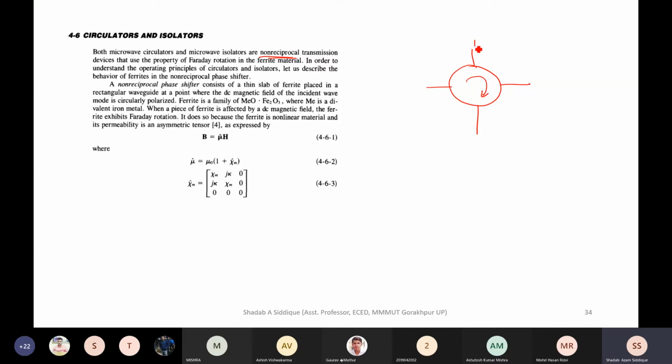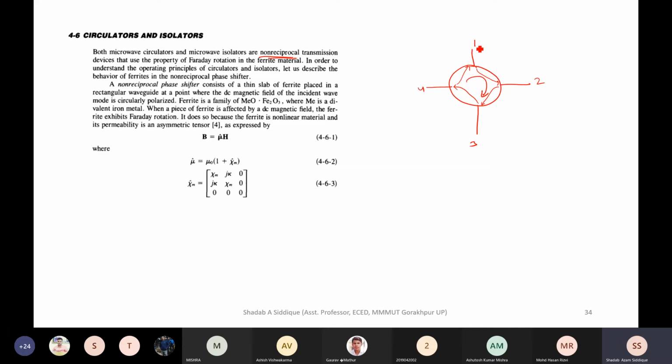If you have port 1 here, port 2 here, port 3 here, and port 4, you cannot go from port 1 to port 4. You will always go from port 1 to port 2, then port 2 to port 3, then port 3 to port 4, then port 4 to port 1. Even from port 2 you cannot go to port 1, only port 1 to port 2. That's why it is called non-reciprocal, because it is not behaving the same for all the ports.